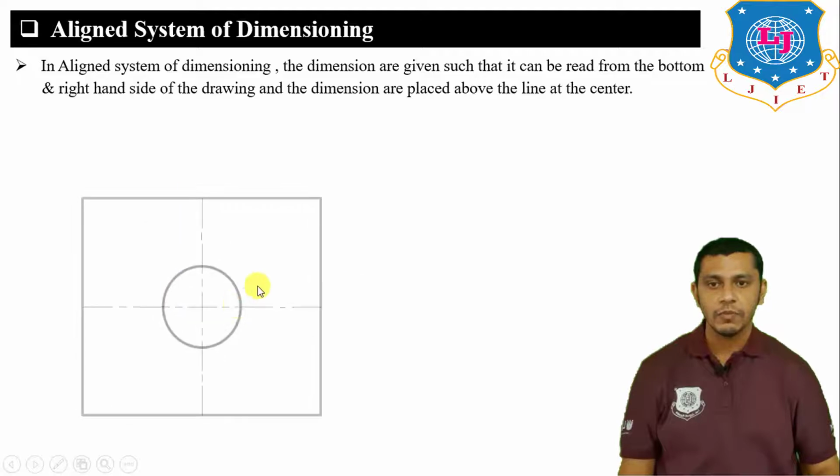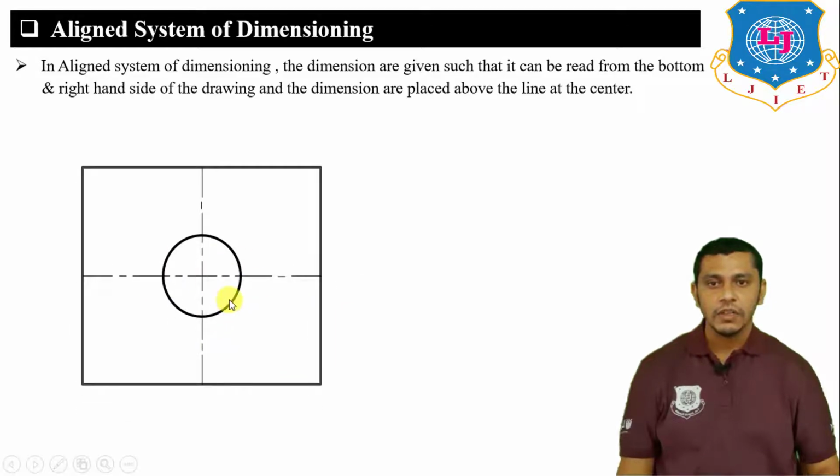So let us have a look by using this figure. Here I have shown a square plate with a centric hole. The side length of this square is 90 mm. If you want to give the dimensions of this figure, first of all we have to extend the edge of the figure. Then, by using the dimension line, we will place the dimension in such a way that it can be read from the bottom and right hand side of the drawing, and we have to place the dimensions above the line at the center.